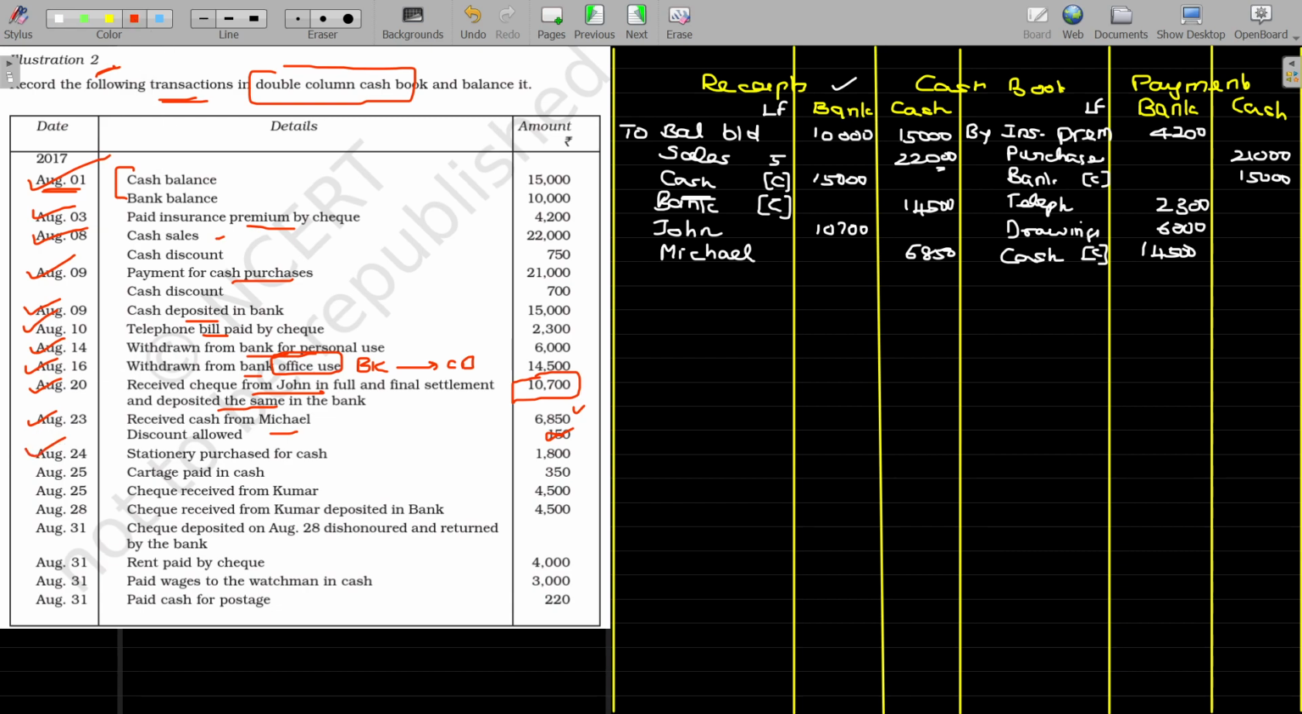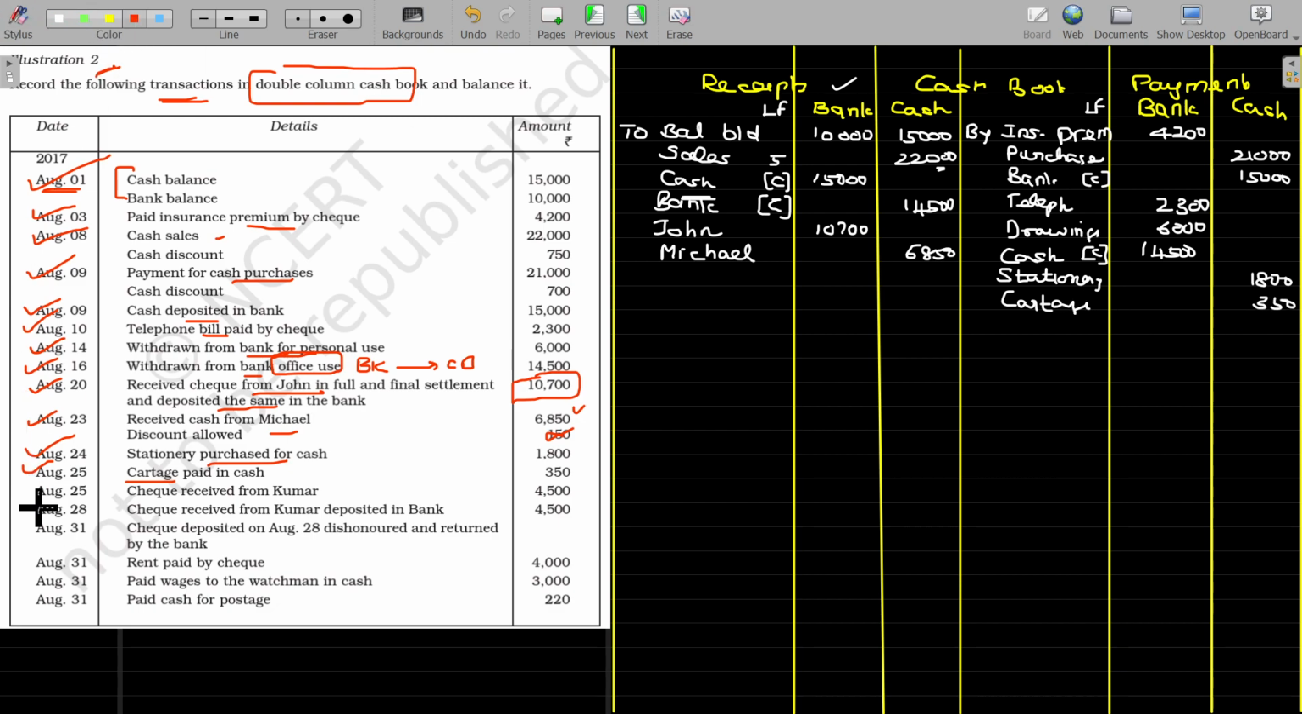And on 24th August, stationery purchased for cash. Stationery purchased, on the receipt side, on the payment side, sorry. Stationery, payment side, the value being 1,800. That too, payment is in the form of cash, so put the value in the cash column. 25th, cartage paid in cash. Cartage also paid, that too only in the form of cash. So in the cash column, the value being 350.